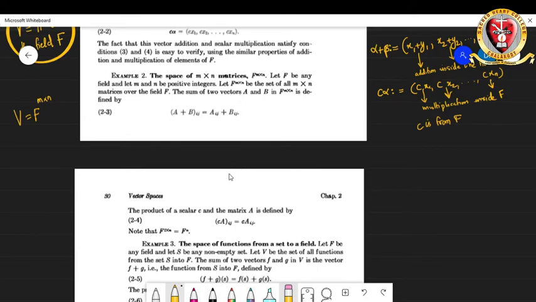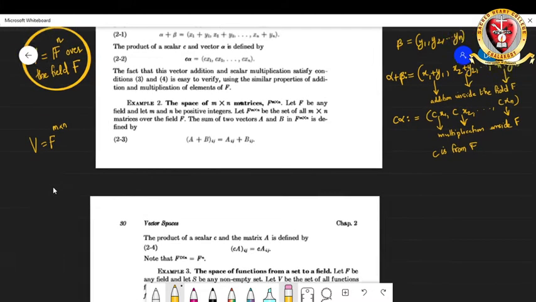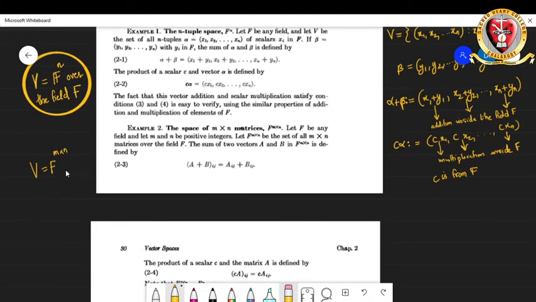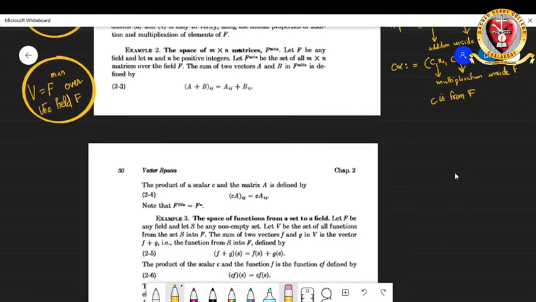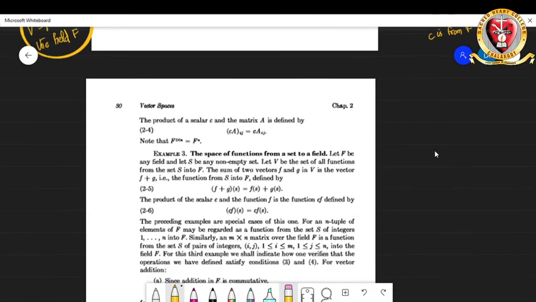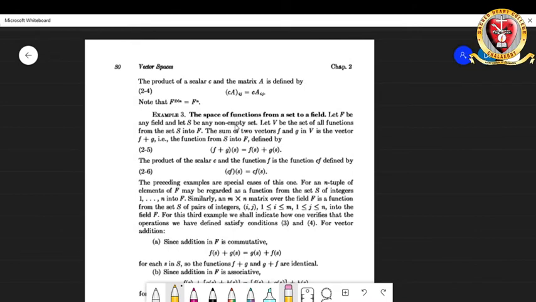And this can be verified over the field F to be a vector space, the matrix. Now, example 3 is an important example.